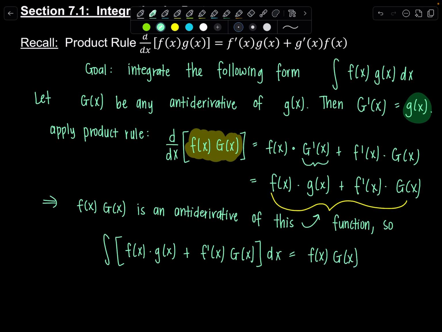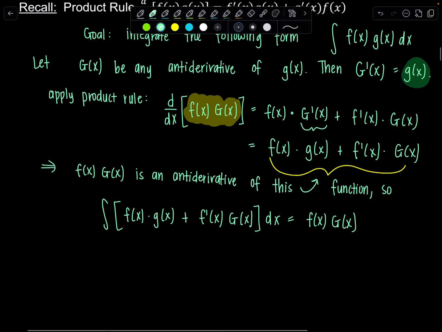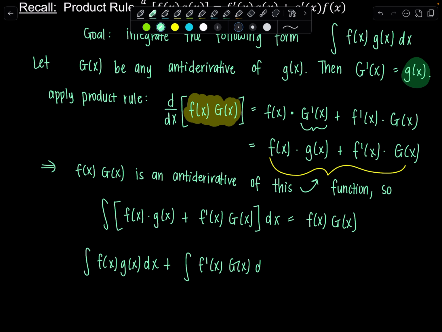Now from here, we're basically going to come up with our formula for integration by parts. I'm going to distribute the integral on the left-hand side. So I have integral f of x times g of x dx plus integral f prime of x times capital G of x dx equals f of x times capital G of x.